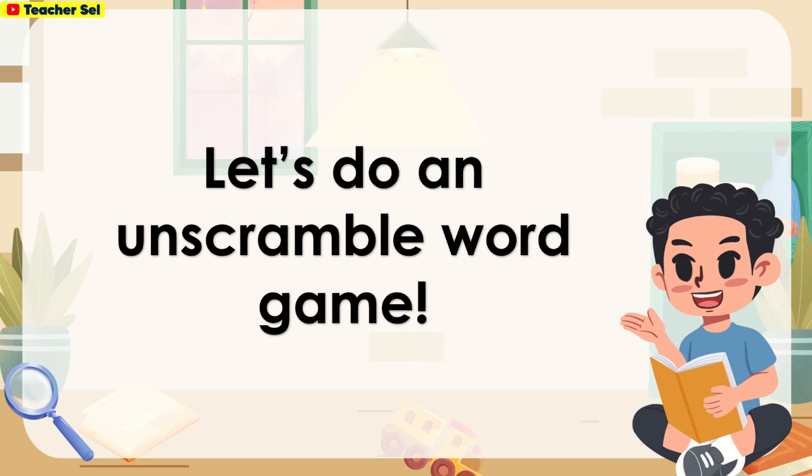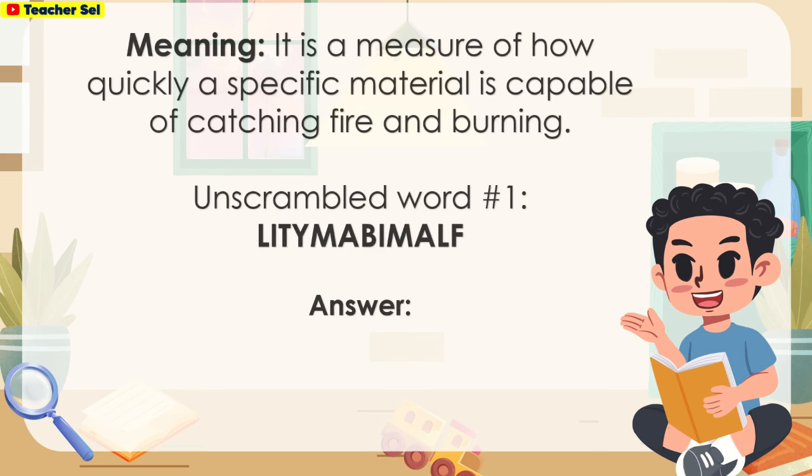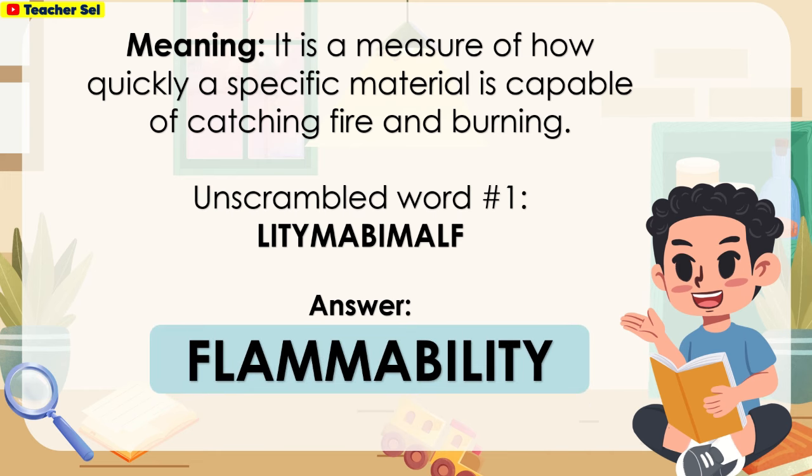Let's do an unscramble word game. First, its meaning. It is a measure of how quickly a specific material is capable of catching fire and burning. Unscrambled word number 1. The answer is flammability.